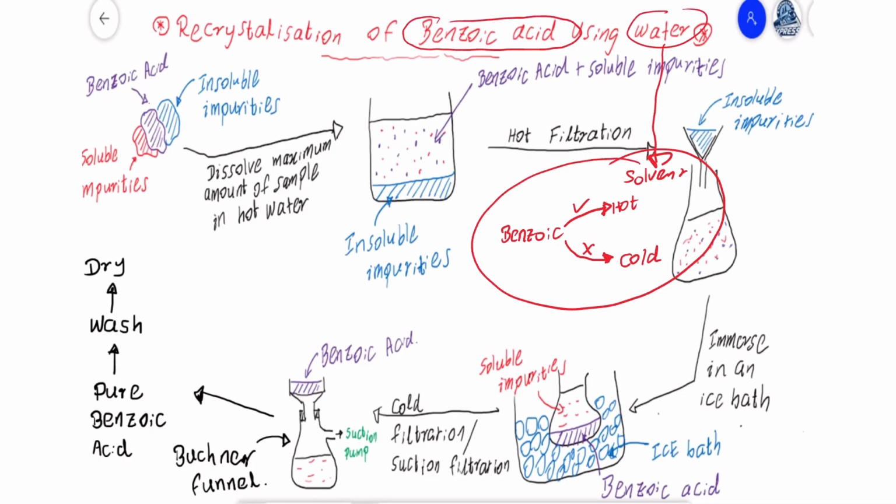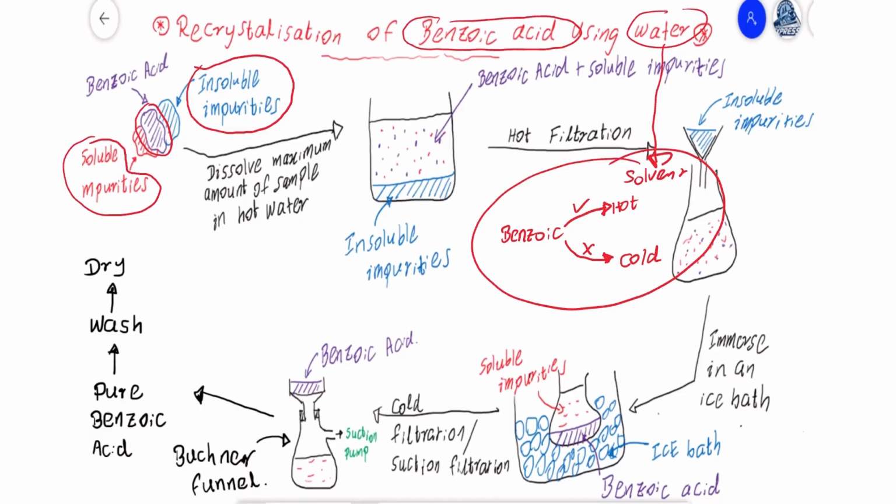Okay, we have benzoic acid here. Benzoic acid can come with two different types of impurities. One of them is more soluble than benzoic acid. We call them soluble impurities. The other is impurities which are insoluble compared to benzoic acid. We call them insoluble impurities.